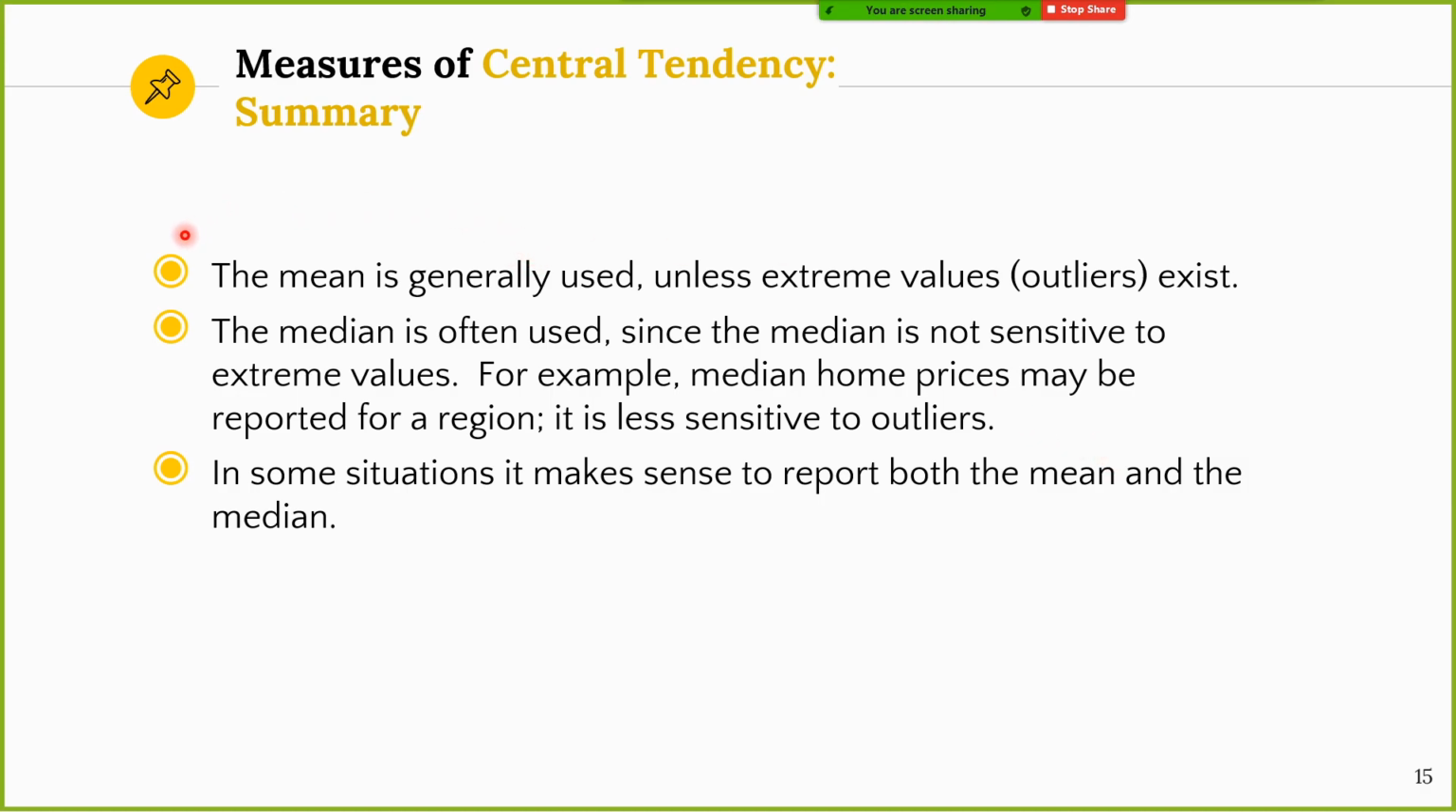So the mean is generally used. If you have any data, you always calculate the mean, unless extreme values or outliers exist. The median is often used too. When you analyze the data, you calculate not only the mean but also the median, because the median is not sensitive to extreme values, as you can see in the data that we had back then. In some situations, it makes sense to report both the mean and the median. This is very often what we do. We need to know about both the mean and the median.